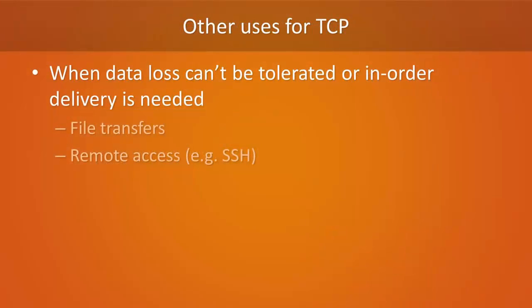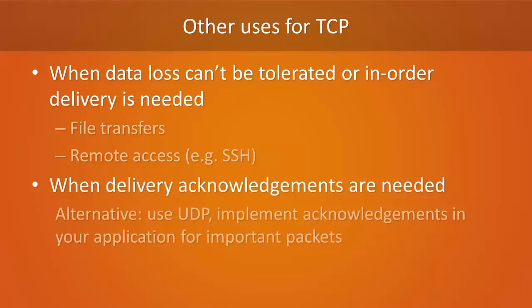Now, I don't know about you, but when I download files off the internet, I'd like to have all the parts, including the chunks that didn't make it through the first time. TCP offers retransmission, UDP does not. We're also going to need in-order delivery because seriously, what good is a scrambled JPEG? For similar reasons, remote access protocols like SSH also use TCP. If you need delivery acknowledgements, UDP isn't gonna do you any good. If you insist on using UDP, you could implement some sort of acknowledgement system in your application layer for important packets, but most of the time it's not worth the hassle.